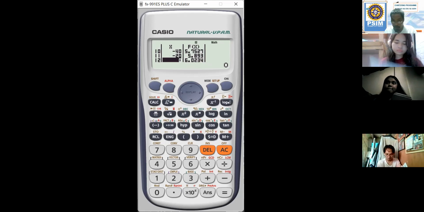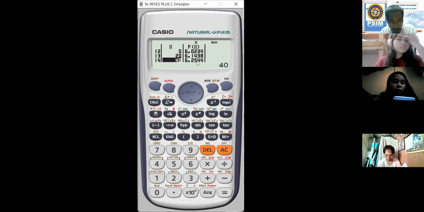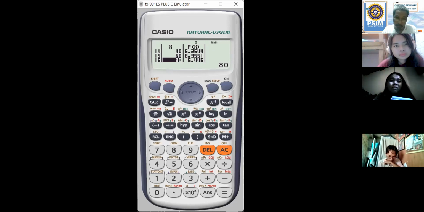So meaning to say, this is a numerical application of this calculator, no? So let us go to positive 40 degrees Fahrenheit. Our answer is 6.25. Textbook answer 6.25. And lastly, let's go to 80 degrees Fahrenheit. The answer is 6.45. Textbook answer 6.45. The same, right? So we got all the correct answers.